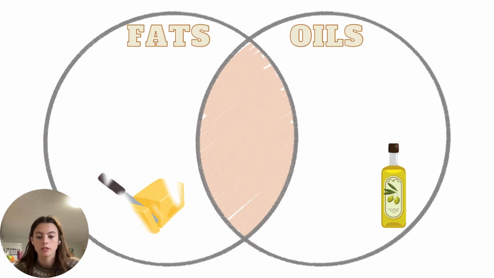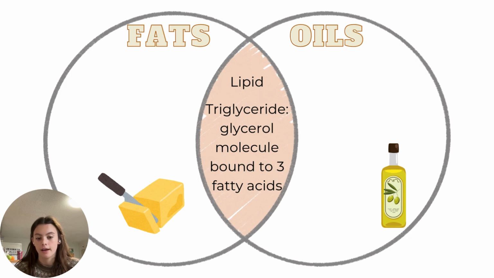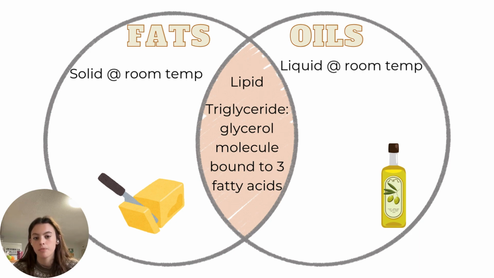Fats and oils are both triglycerides, which are a type of lipid or fat, and triglycerides are made up of three fatty acids bound to a glycerol molecule. Fats are solid at room temperature, whereas oils are liquid at room temperature. And fats are saturated and oils are unsaturated.